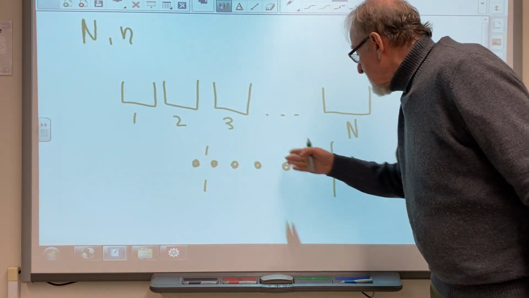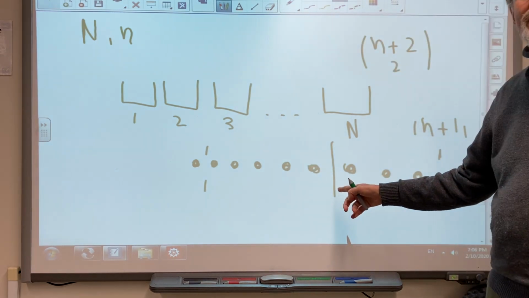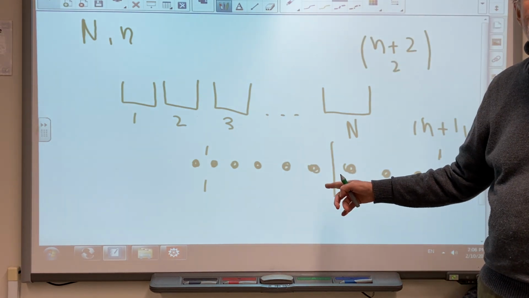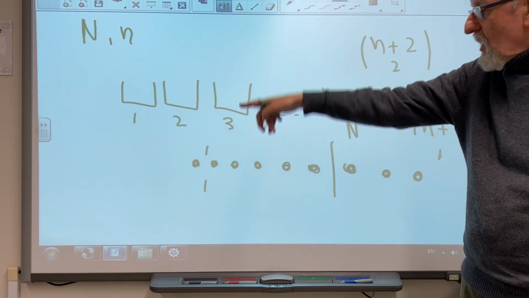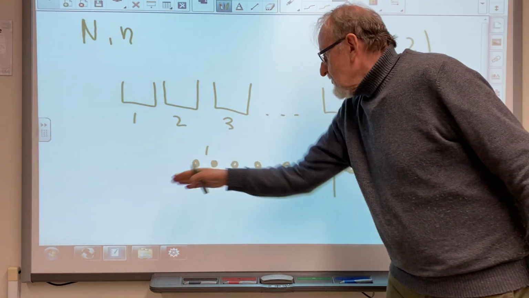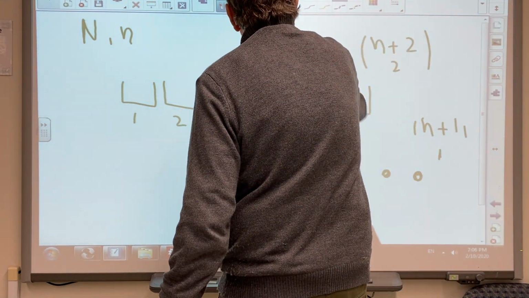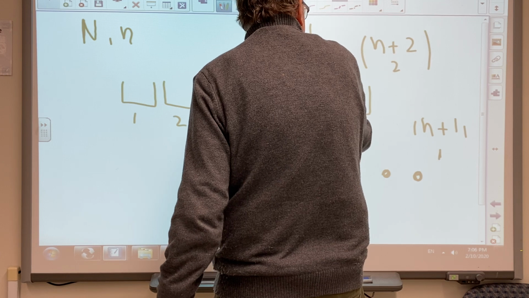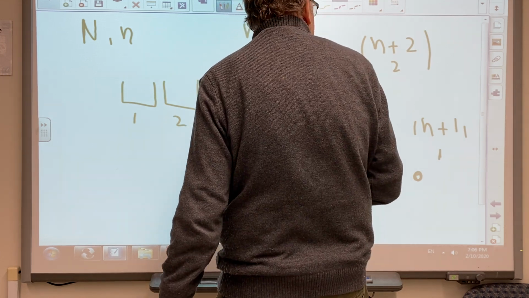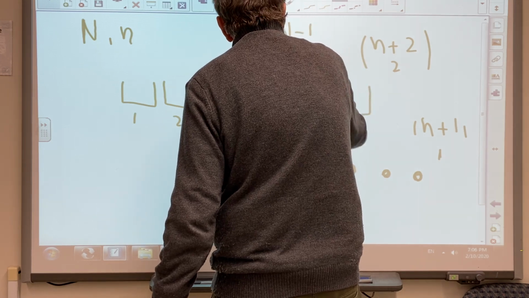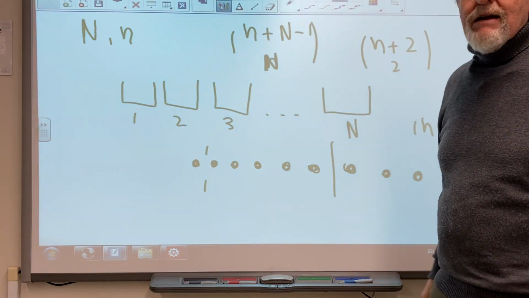Now I have to put capital N minus 1 separators. Check that I always put as many separators as boxes I want, minus 1, because I separate to the left and to the right. So I will have little n plus capital N minus 1, combinatorial little n. So that would be the answer.